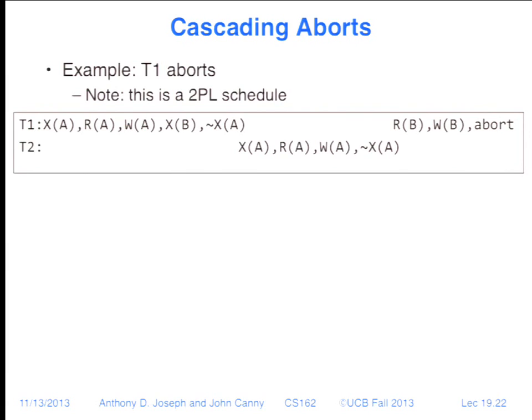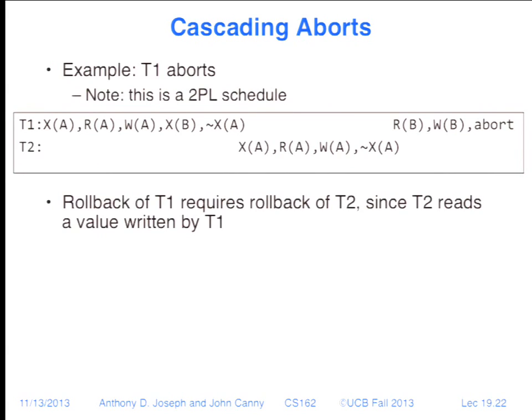Now suppose T1 aborts over here. Then, what happens? Because you've aborted T1, you have to undo the state of T1. But you also have this transaction T2, which started executing but hasn't finished yet.